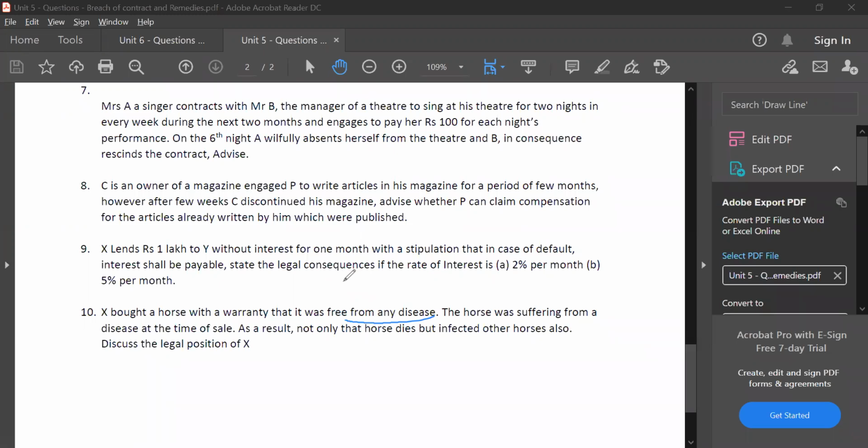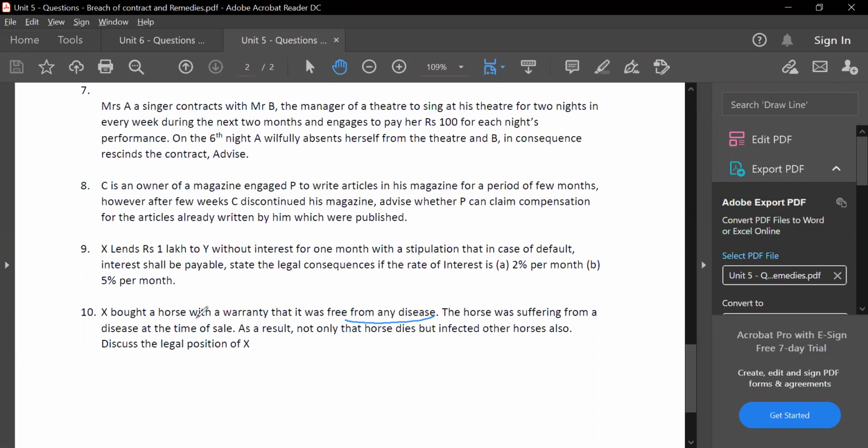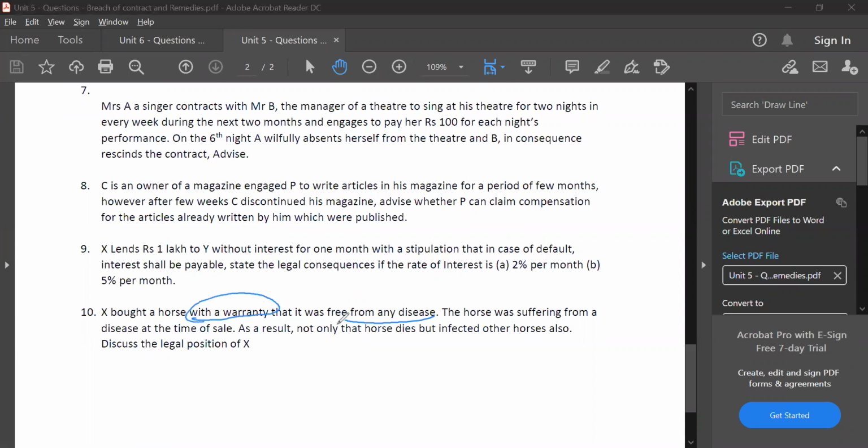He can claim damages, sir. Only for that horse or for entire horses? See, obviously, X bought a horse with a warranty. Warranty is given that it's free from any disease. The horse was suffering from a disease at the time of sale. As a result, not only that horse died, but it infected other horses also. Discuss the legal position of X. So, can X claim money only for that one horse which died, or for all the other horses also?